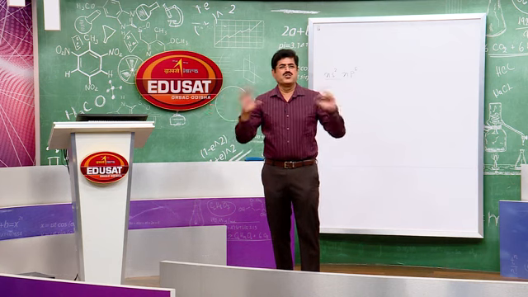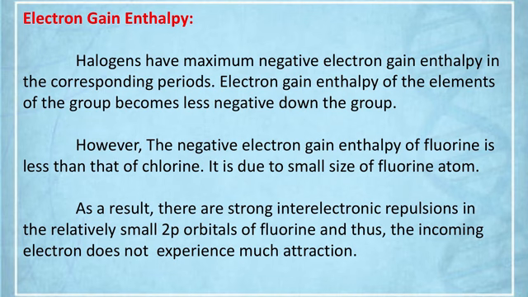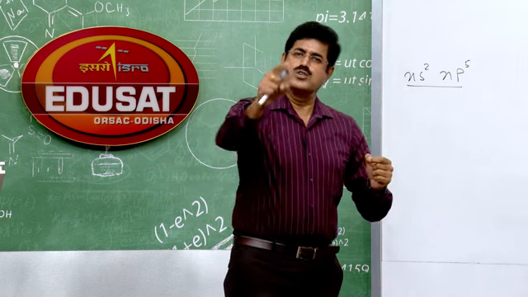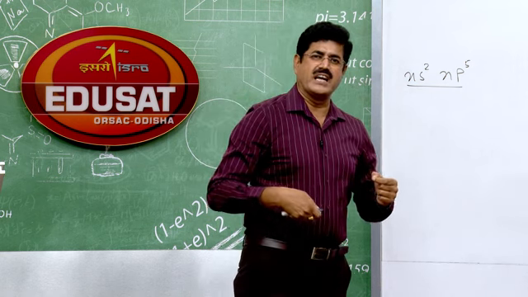They don't form cations. Next physical property, electron gain enthalpy, also called electron affinity. Halogens have high electron affinity. They have high electron gain enthalpy. As you know, electron affinity or electron gain enthalpy, what is the definition? The amount of energy released when a neutral gaseous atom accepts one electron to give the corresponding gaseous anion.